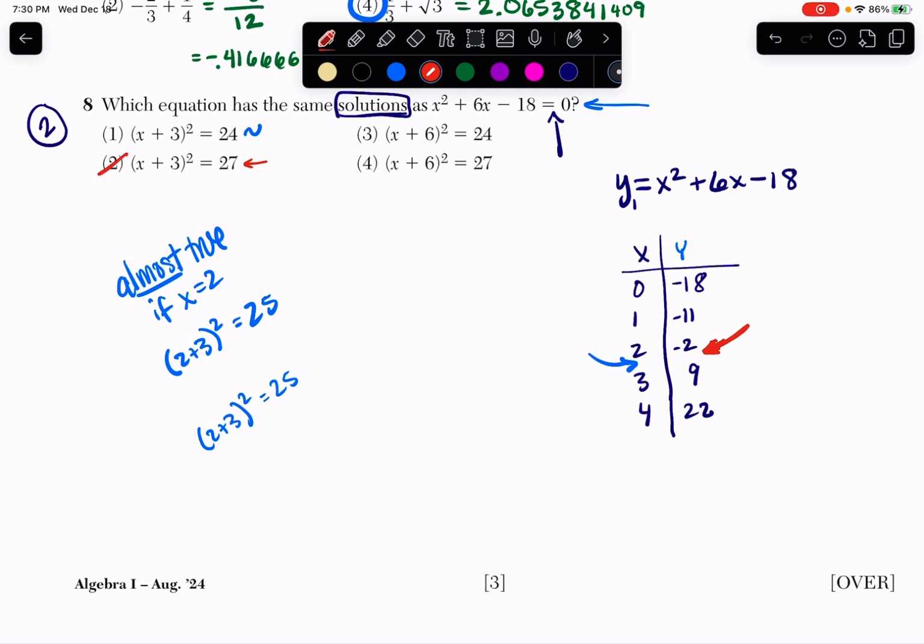So I'm going to get rid of this. If I do 2 plus 6 squared, 2 plus 6 squared does not get me close to 24. It's giving me 64. So I can pretty confidently get rid of these, because anything close to 2 is not making those true. These, it's kind of borderline, but I could guess number 1.